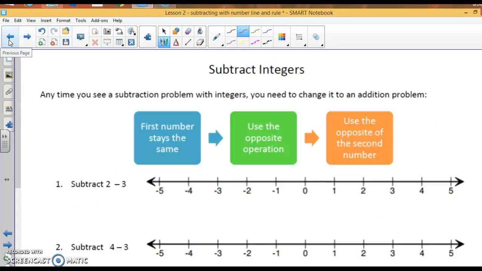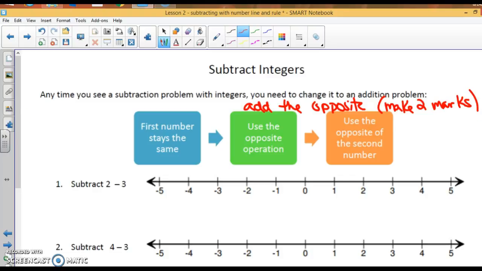All right, subtracting integers on the number line. When you are doing subtraction, whether you are using the rule or the number line, you always need to change it to an addition problem. We say add the opposite. I like to say make 2 marks.